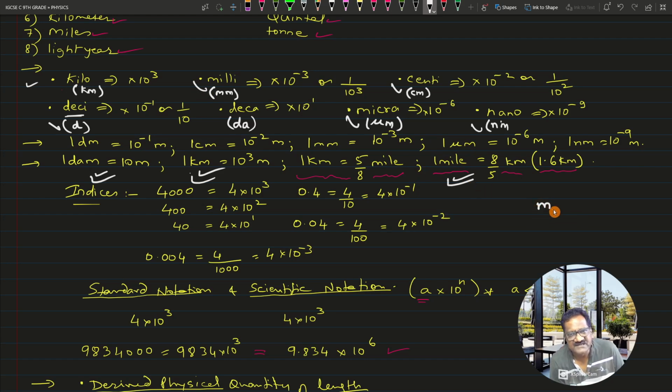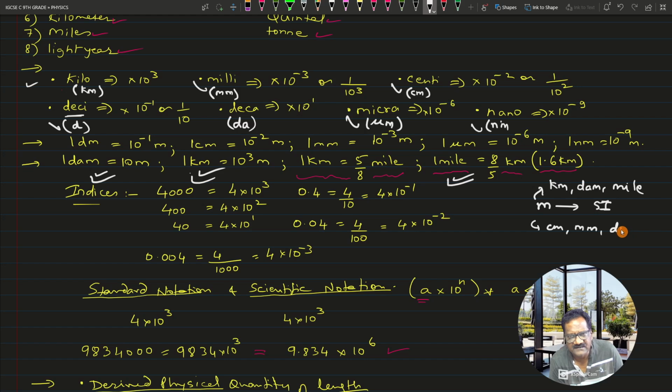So meter is a unit in the SI system. You'll come to know what this SI system is. Some units are bigger than meter, some are smaller than meter. Bigger than meter will be kilometer, decameter, mile. These are bigger units. Smaller units of meter will be centimeter, millimeter, isn't it?